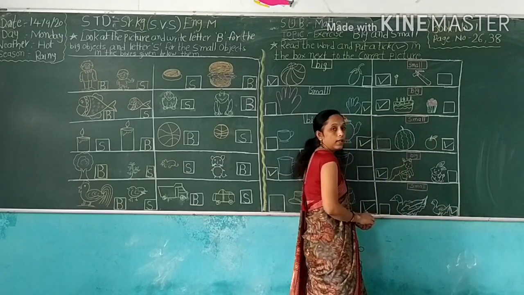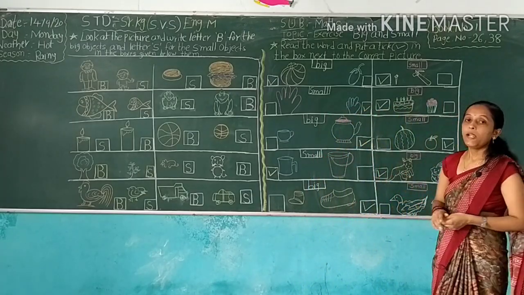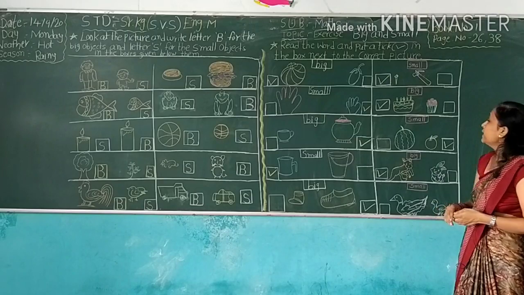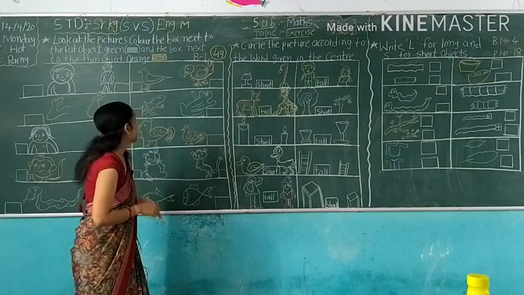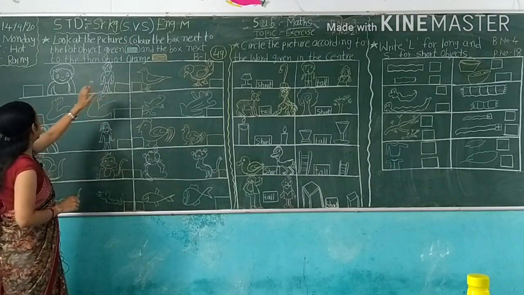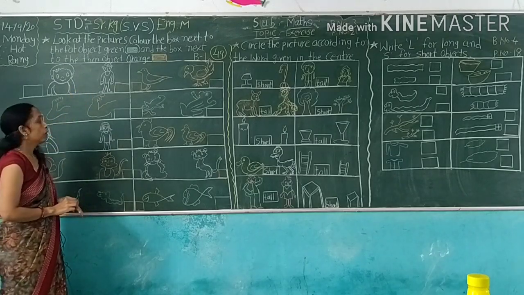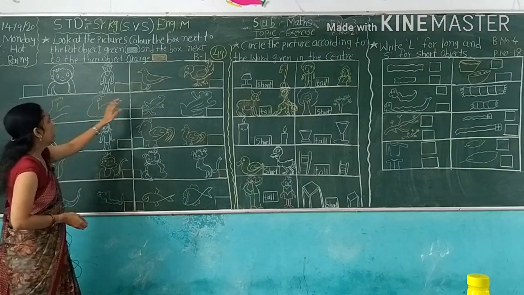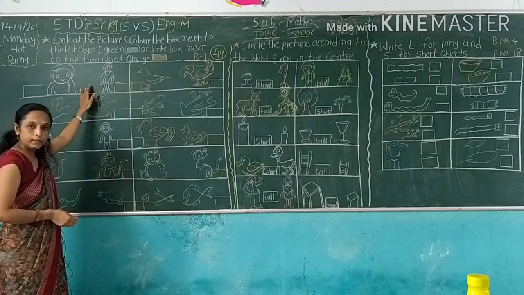Okay. So student, look here. Write in your book number 1 and page number 26 and 38. And our next exercise is look at the pictures, color the box next to the fat object green color and the box next to the thin object orange color.